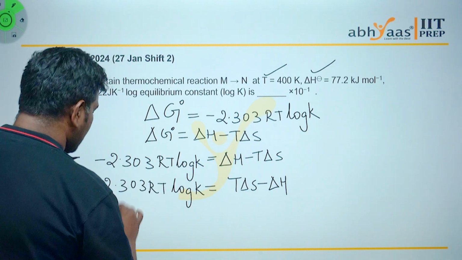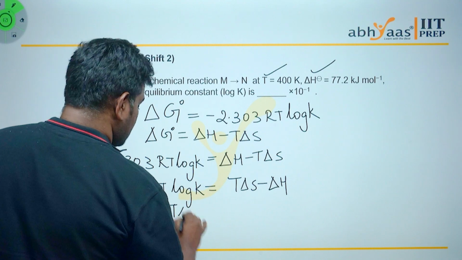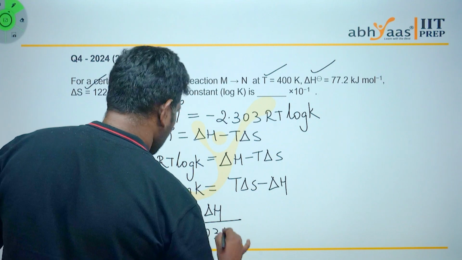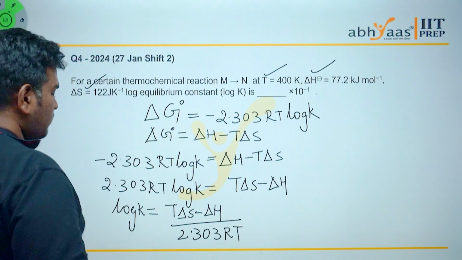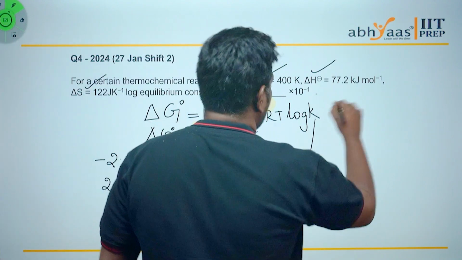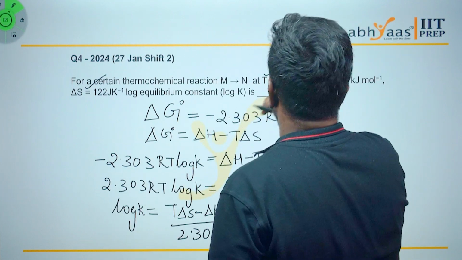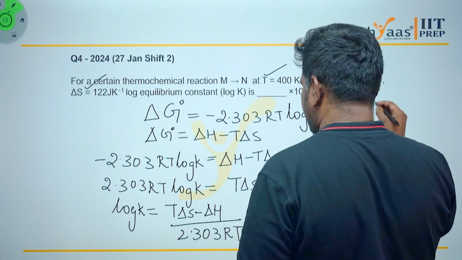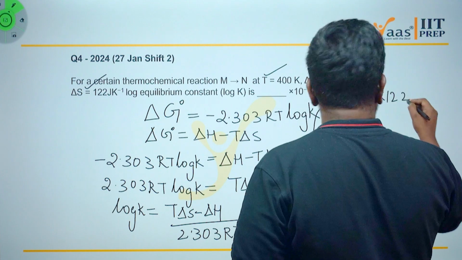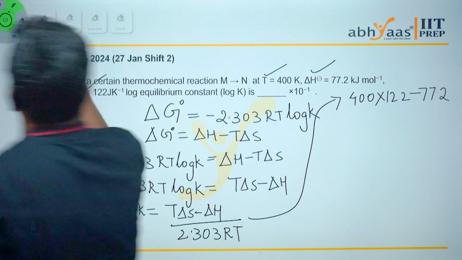Now from here I need the value of log K. So what will be log K? Log K is equal to T delta S minus delta H divided by 2.303 RT, right? So you will be getting the value of log K. So here we will just see what is actually the value. So here you will be having T delta S. So what is T? T is actually given as 400. So it is 400 into delta S. Delta S is 122. Minus delta H. Delta H is 77.2. So better I will write at the other side.